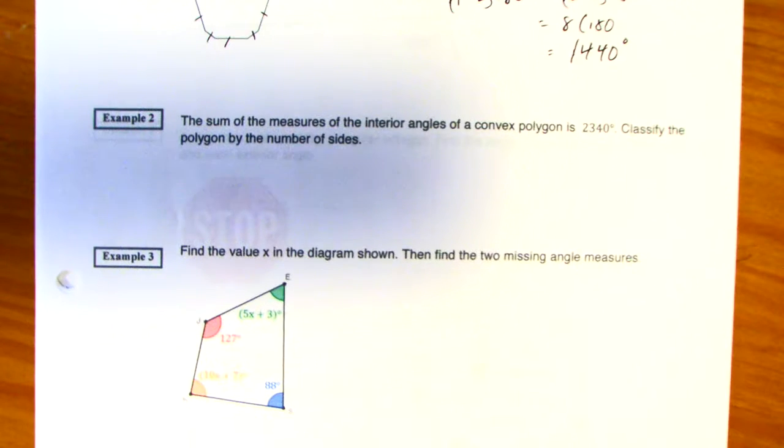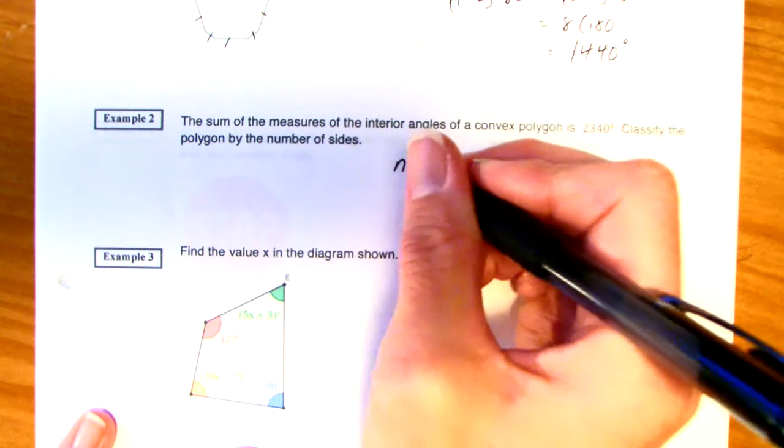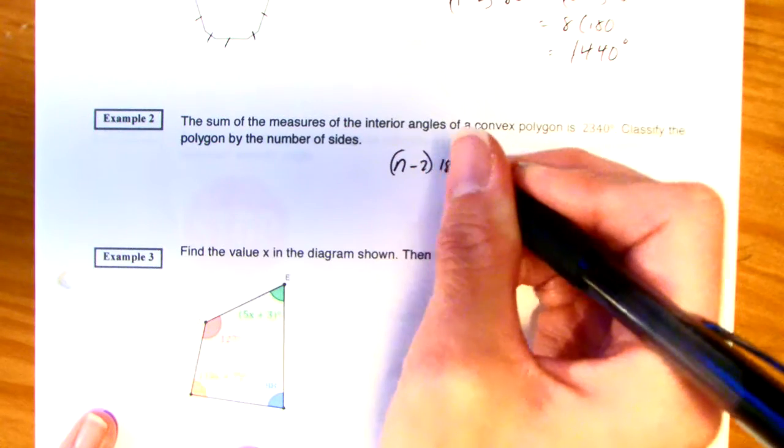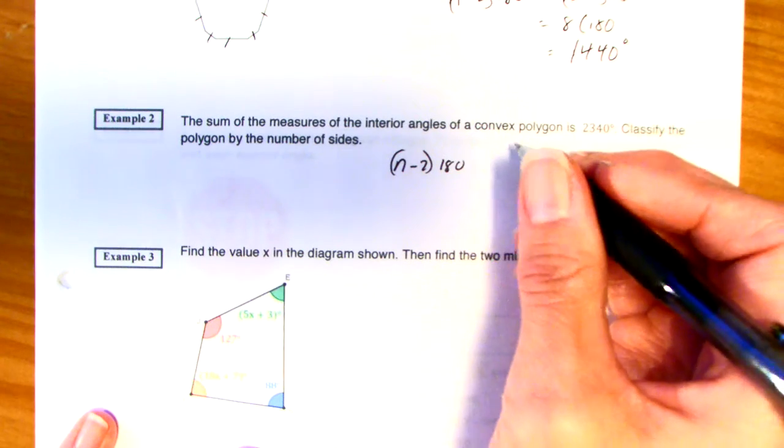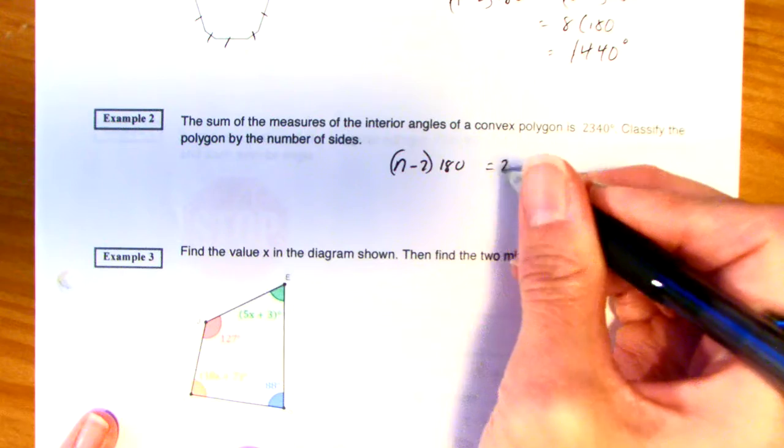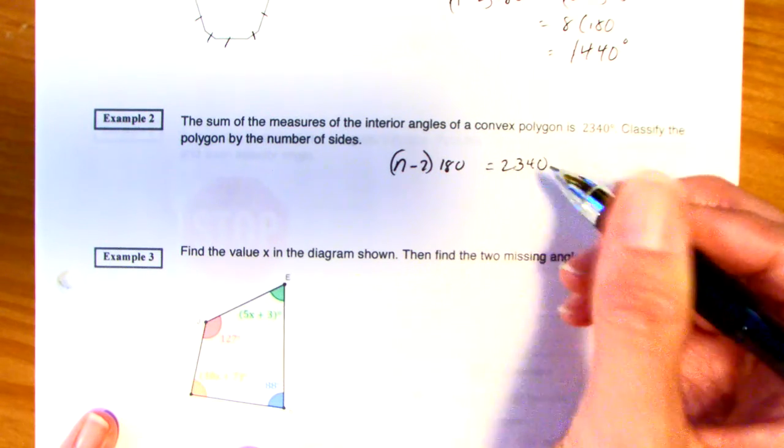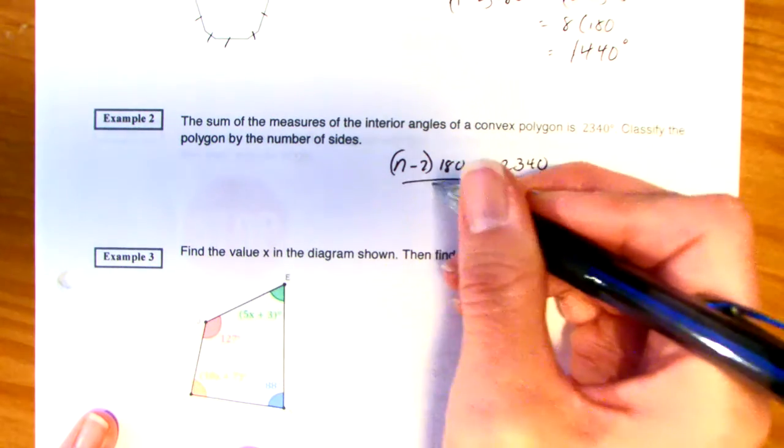The sum of the measures of the interior angles of a convex polygon is 2,340. How many sides are there? Well, now let's work backwards. n minus 2 times 180, now you're going to see why I had that problem in the warm-up, is equal to 2340. Instead of distributing, I'm going to divide both sides by 180.